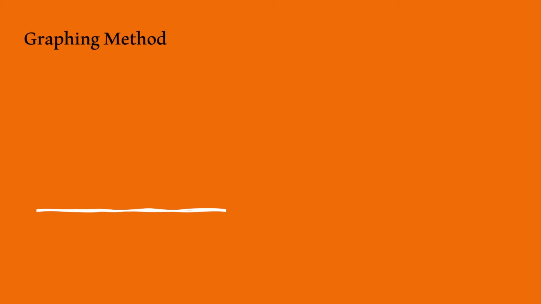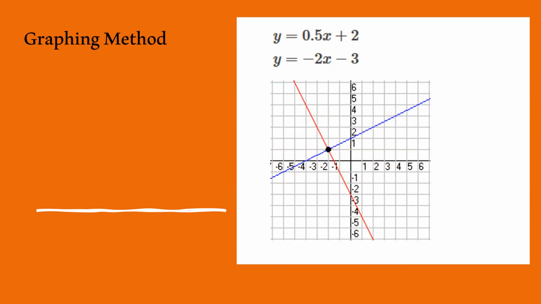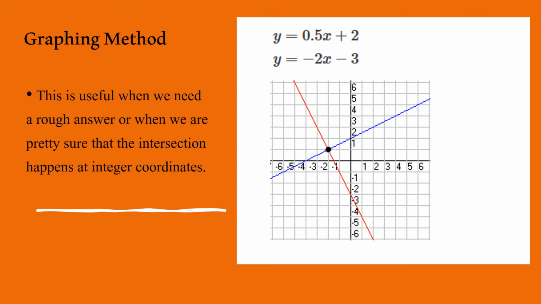In order to understand this graphing method, let us graph a system: y equals 0.5x plus 2, y equals negative 2x minus 3. So we can graph these two lines and get the point of intersection of those two. That will give you the solution to this system.